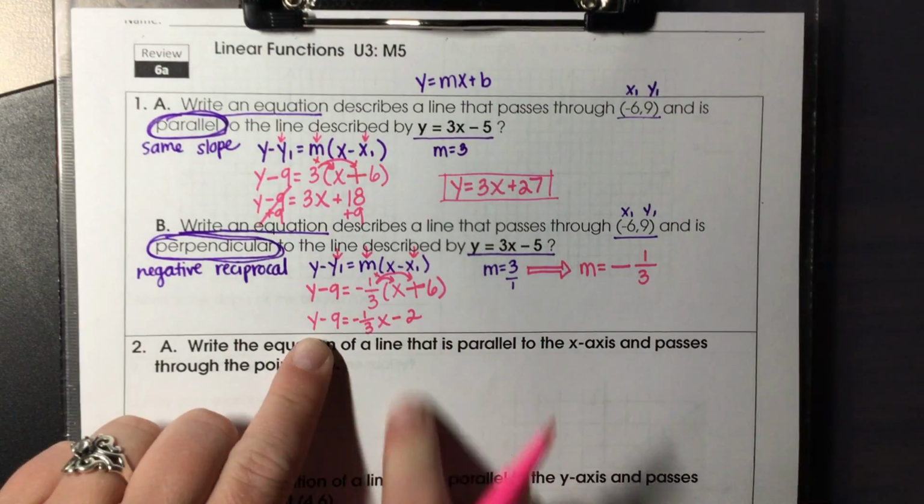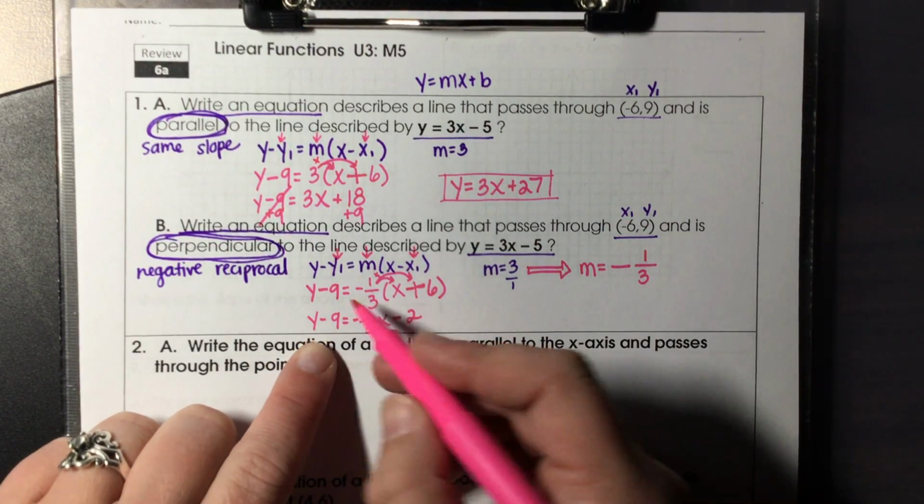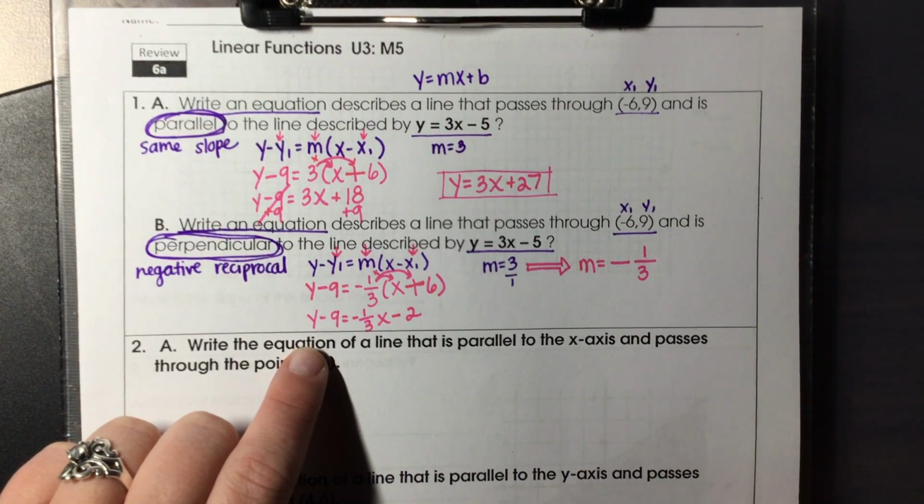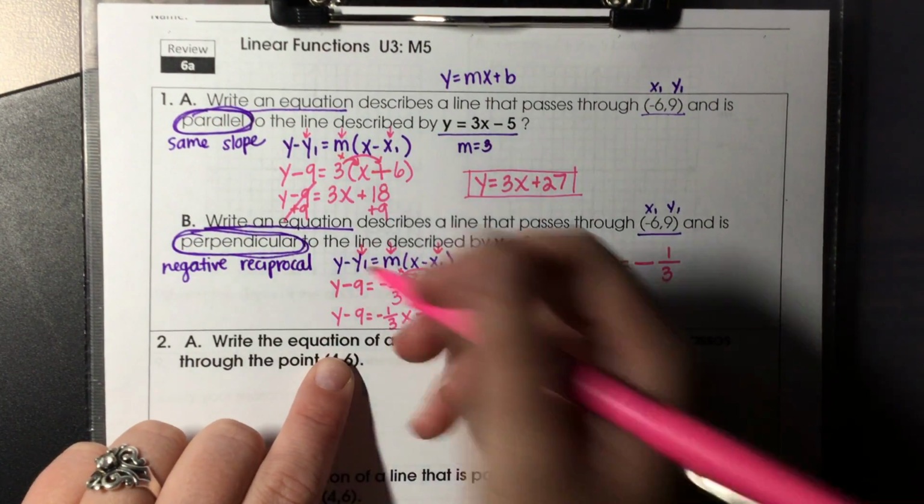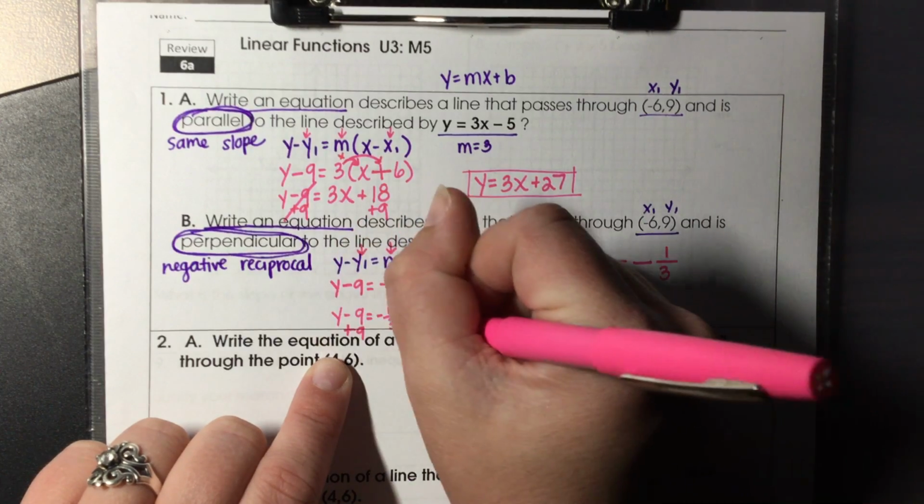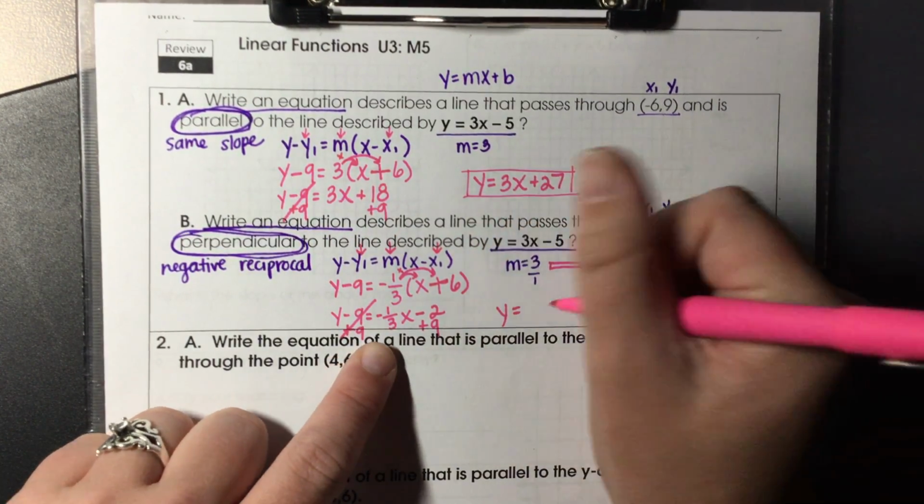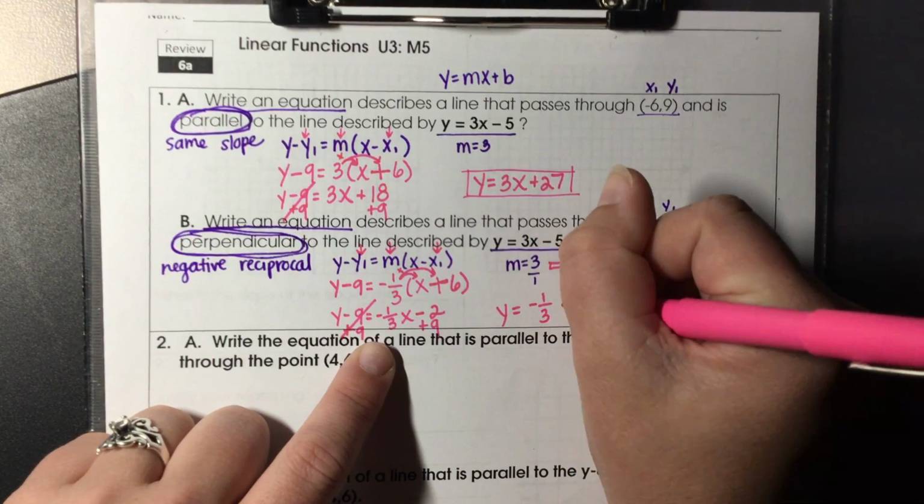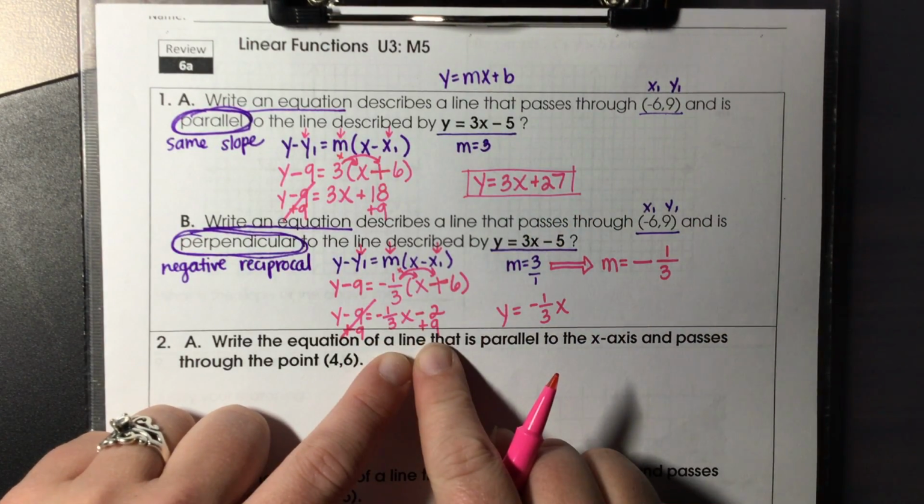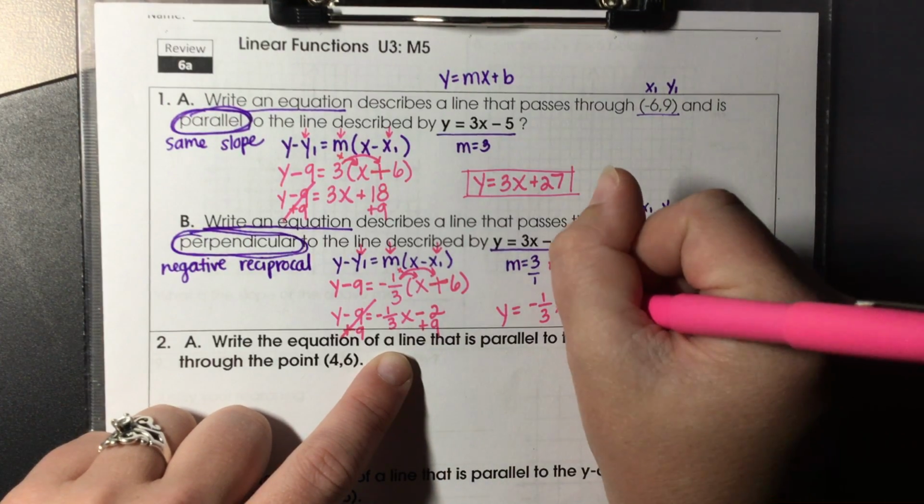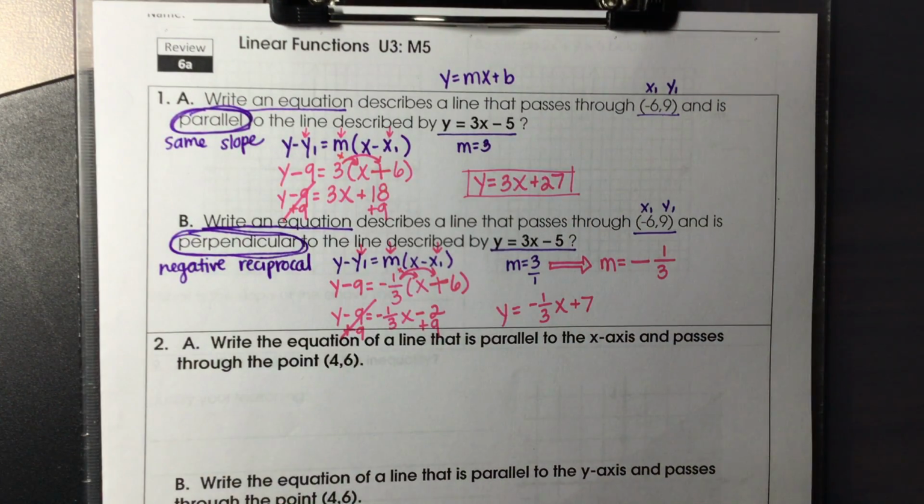Now I've got to finish this. I've got to get y equals all by itself. So I've got to move over this minus 9. In order to move over that minus 9, I have to add 9 on each side. Those cancel out. I get y equals, I have negative 1/3 x, and I have a negative 2 plus 9, which will give me a positive 7.